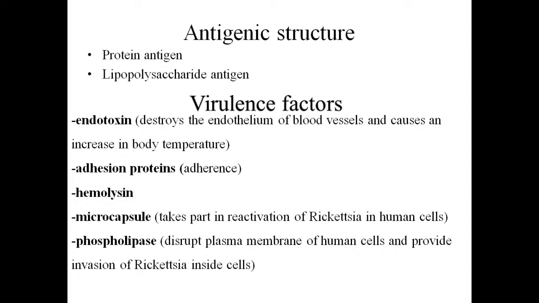Antigenic structure. They have two antigens, that is protein antigen and lipopolysaccharide antigen. What about virulence factors? They are gram negative, so they produce endotoxin. It destroys the endothelium of blood vessels and causes an increase in body temperature. Destruction of endothelium is one of the main mechanisms in pathogenesis, and it causes one of the main clinical manifestations. It causes rashes.